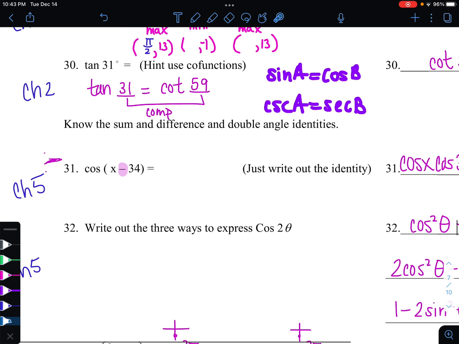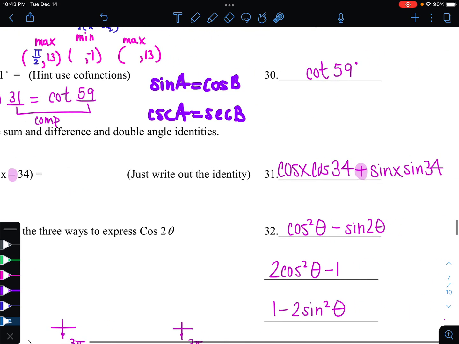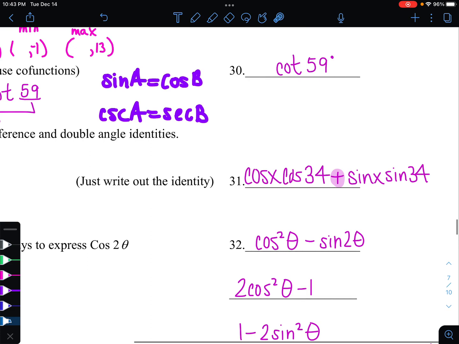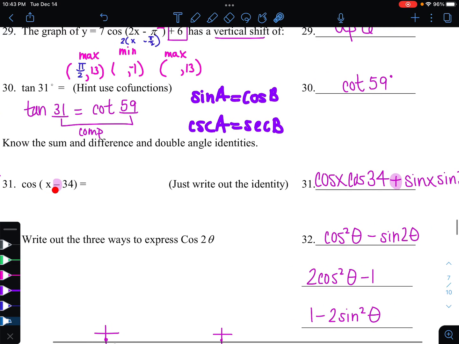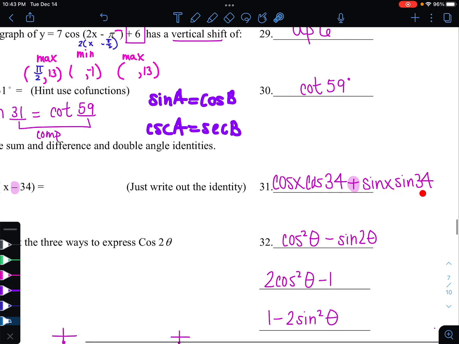Okay, so just to practice, let's look at the difference of cosine identity. What we do for cosine is it's cosine, cosine, sine, sine, and it is the opposite sign of what's written in the original function. Since this is x minus 34, we put a plus sign here. So for cosine, it's the opposite. Then the first angle goes in the first spot, the second angle goes in the second spot. So if we were to expand this out, it would look like this.